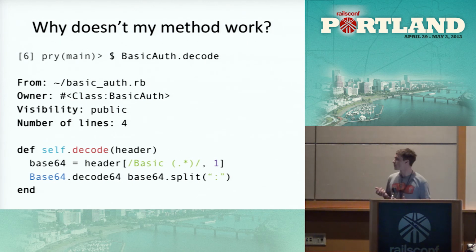And if I read this more carefully now, I notice that base64 extraction using string square brackets looks right. If you haven't seen string square brackets before, it's one of the most cool things in Ruby. So use pry or rdoc to find out what it does. And then on the next line, I have a problem.